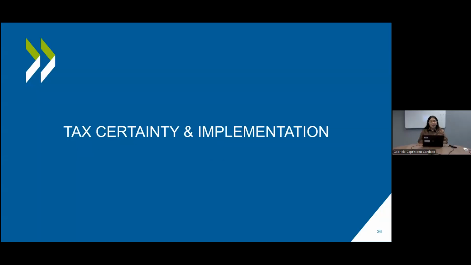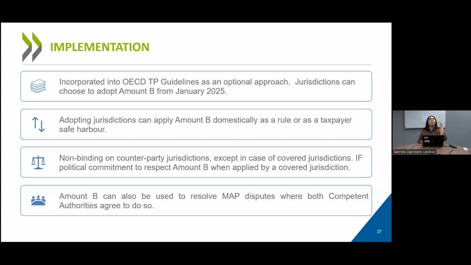Thank you, Ken. Yes, I can see the slides now. So I'm going to talk a little bit about tax certainty and implementation on Amount B. As we already mentioned, the Amount B report was published on 19 February 2024. Since the date of publication, it is considered incorporated as an annex to Chapter 4 of the OECD Transfer Pricing Guidelines. Amount B is an optional approach, meaning that jurisdictions can choose to apply Amount B or not.